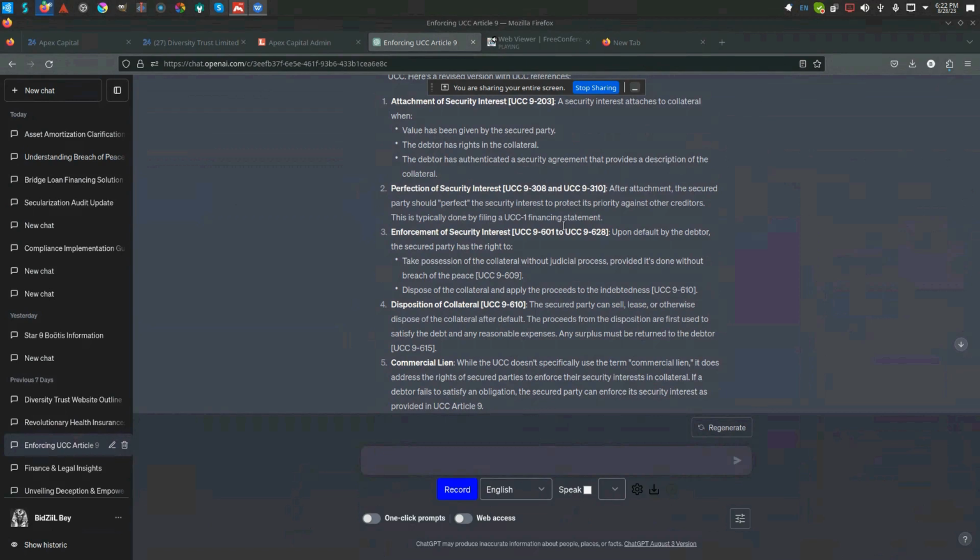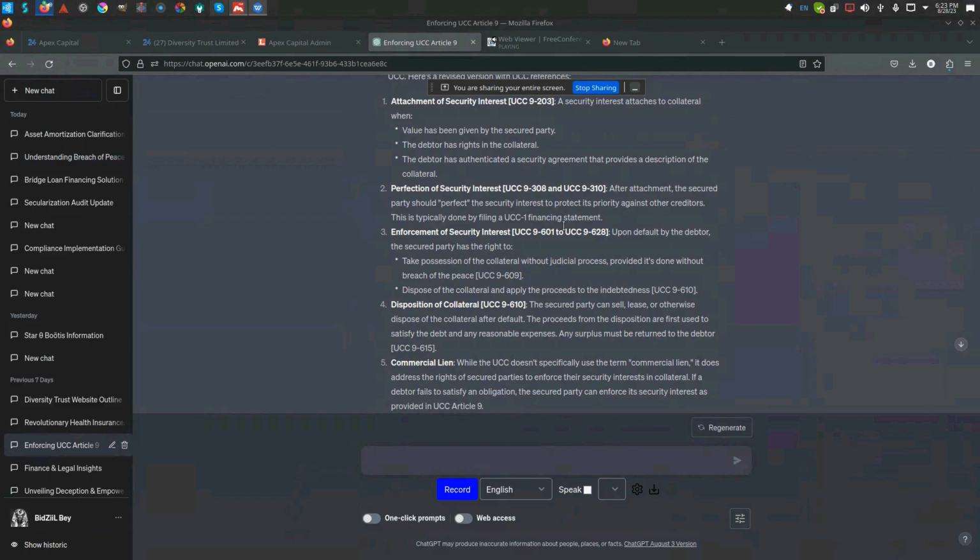Next UCC you're going to be using is disposition of collateral. That's UCC 9-610. That's dealing with a secured party that can sell. So here's how you're able to dispose of the collateral. The secured party can sell. The secured party can lease. The secured party can otherwise dispose of the collateral after default.